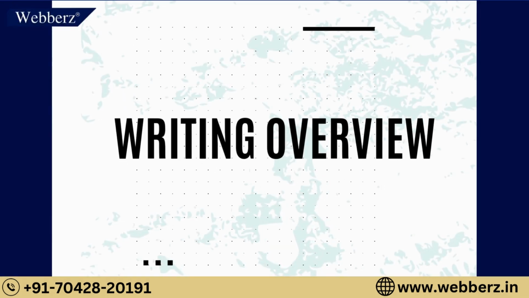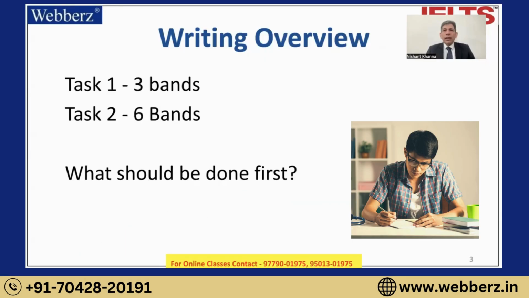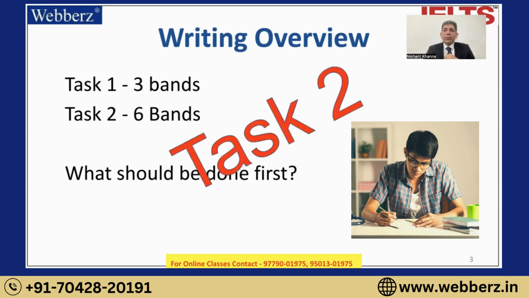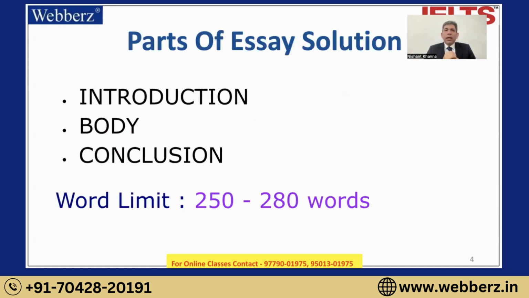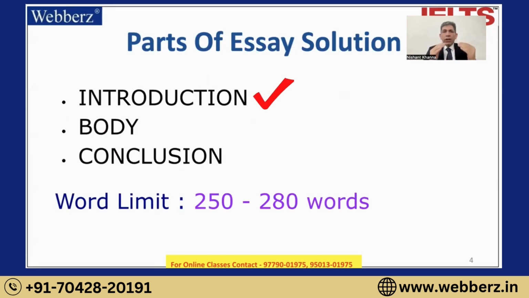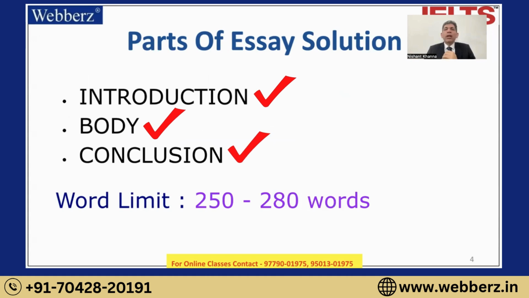Now the writing overview. Task 1 of writing has 3 bands. Task 2 of writing has 6 bands. Now what should be done first? Use your common sense and answer the question. It's obviously task 2. Part of an essay solution. There is an introduction, a body, and a conclusion with the word limit of 250 to 280 words.